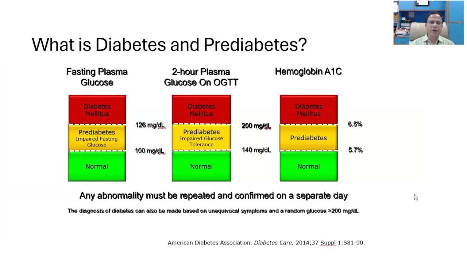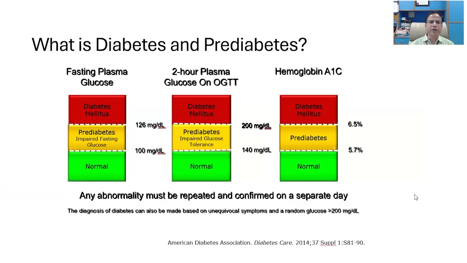But any fasting blood glucose of 126 or more is diabetes. 2 hours plasma glucose after oral glucose tolerance test of 200 or more is diabetes, and HbA1c of 6.5% or more comes under the category of diabetes.